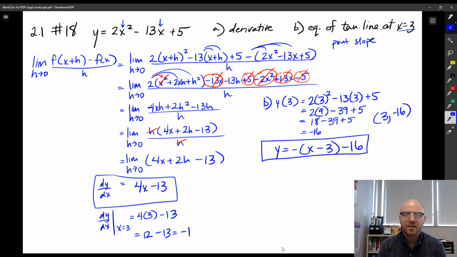So there we have it, the equation of the tangent line, that's here. And then we have the derivative of that function, that's there.